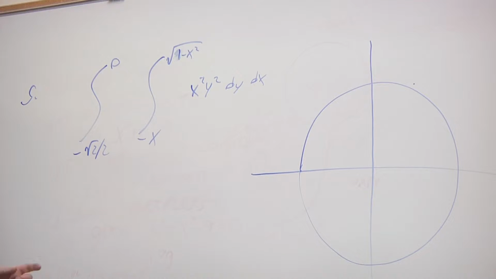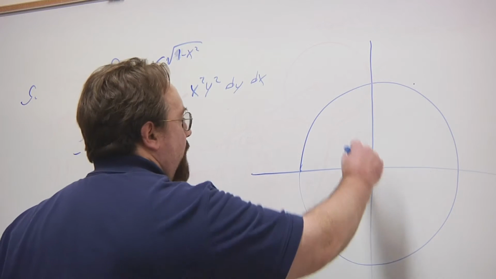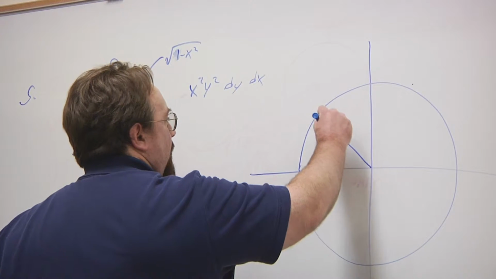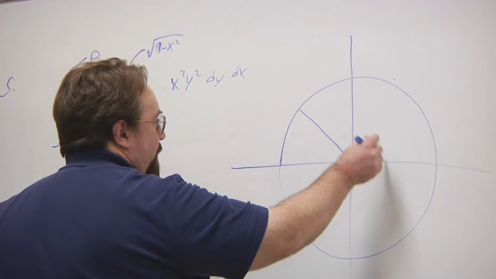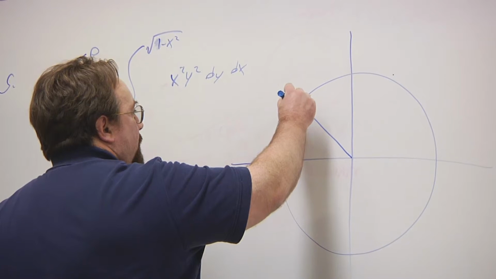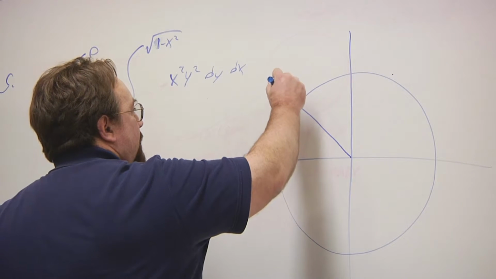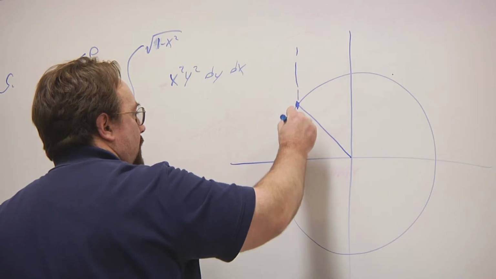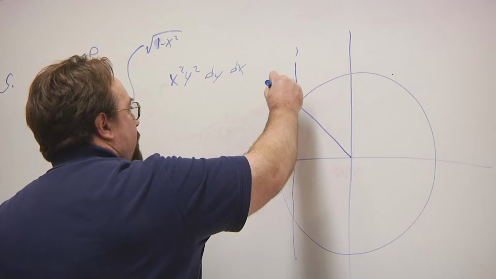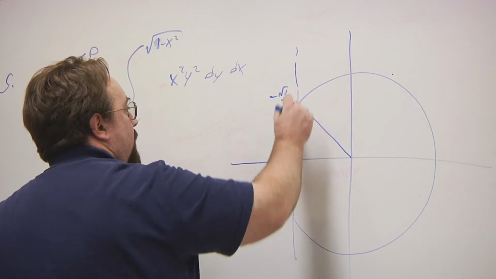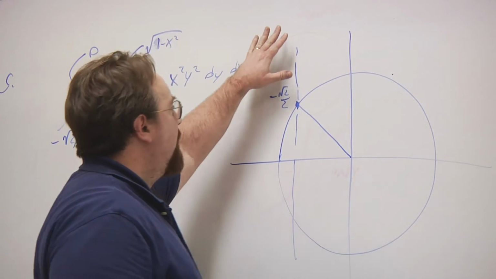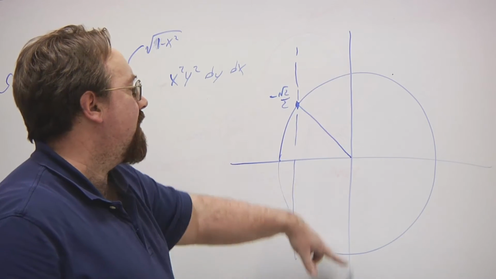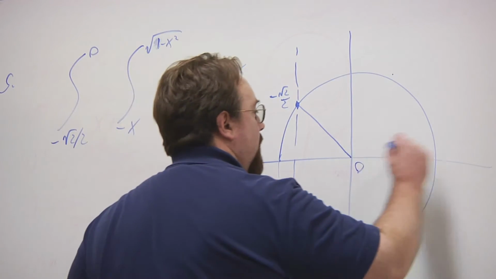So we take, well, really it's a 135 degree angle here. From this x value, this is minus square root of 2 over 2. So your region starts here and ends here at x equals 0.